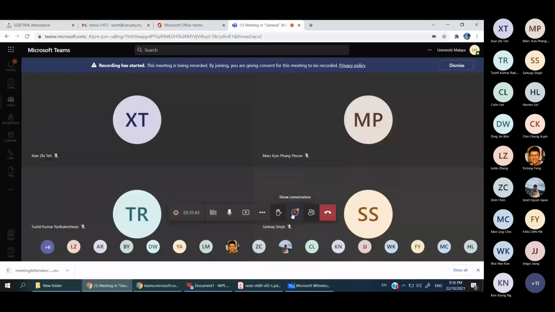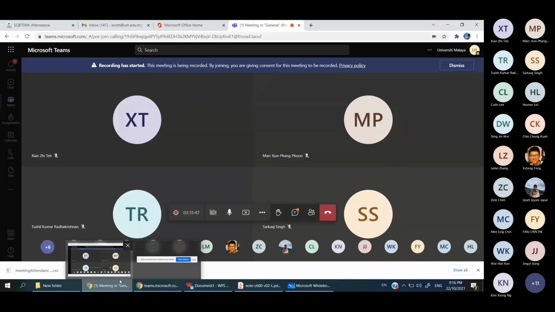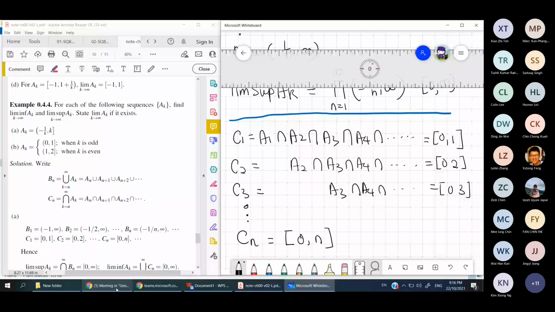Okay, can you hear me? Yes. Okay. I think something is wrong with my plug. I'm actually plugged in to my computer, so suddenly my battery is flat. Okay, never mind. So let's carry on with this.